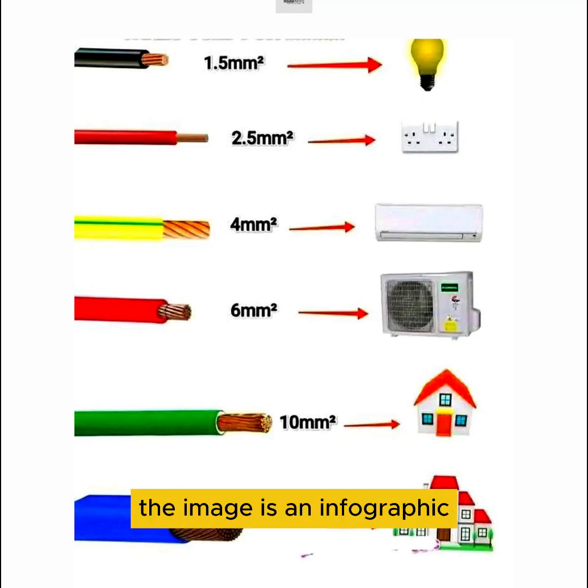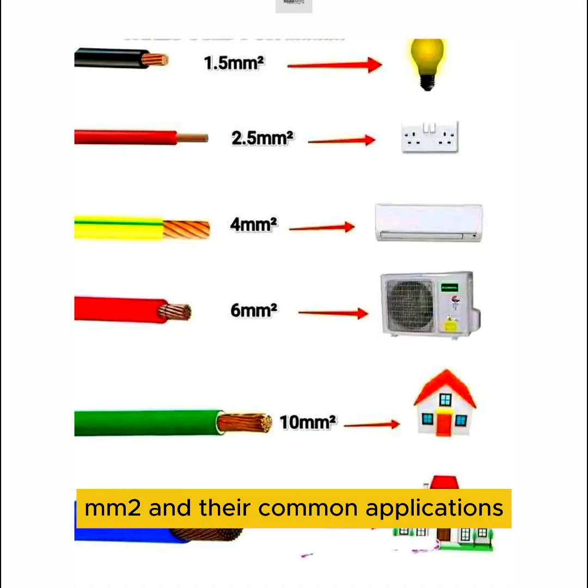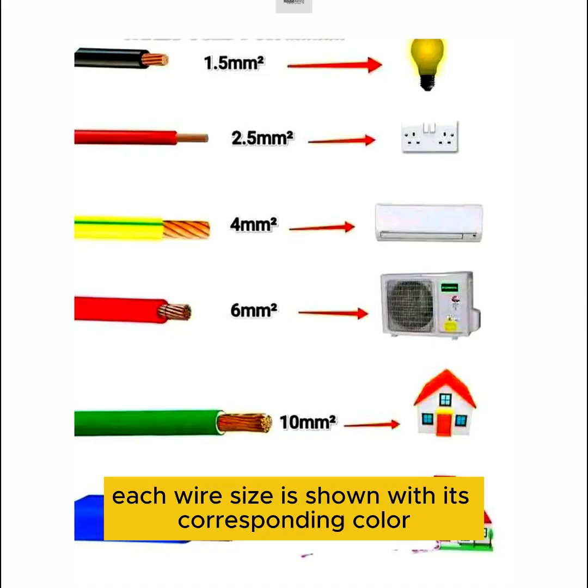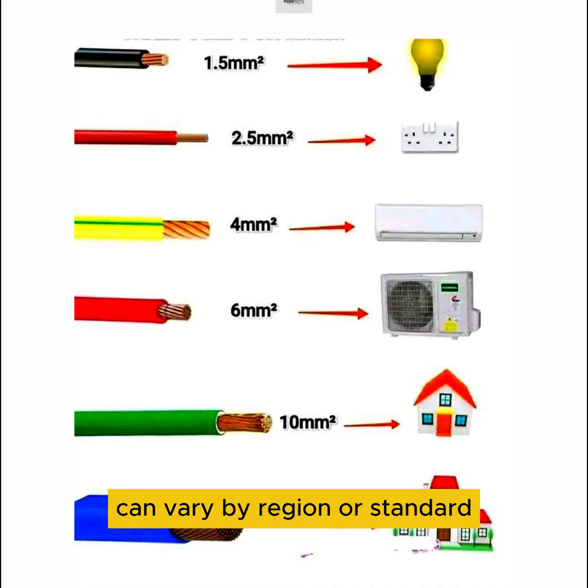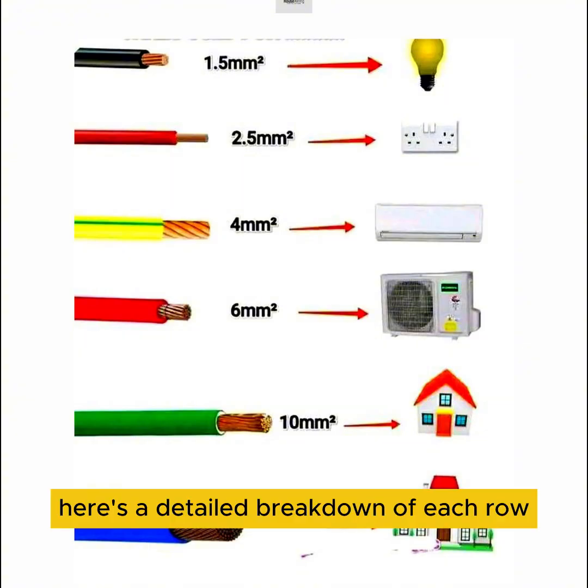The image is an infographic illustrating different wire sizes measured in square millimeters, mm2, and their common applications or typical loads in electrical wiring. Each wire size is shown with its corresponding color, though it's important to note that wire color coding can vary by region or standard. Here's a detailed breakdown of each row.